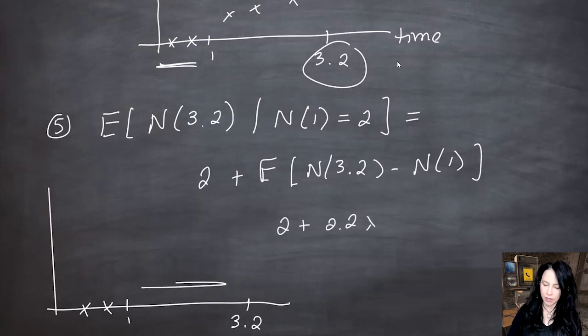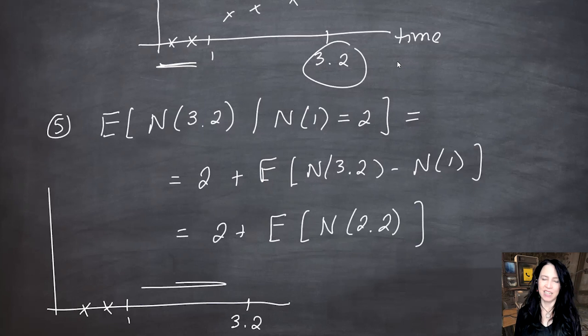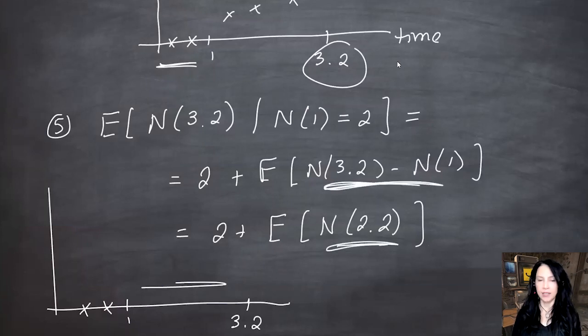Sometimes you might see people, myself included, write that this is equal to 2 plus the expected number of arrivals by time 2.2, because that has the same distribution. That's the number of arrivals in an interval from 0 to 2.2. Not that this random variable is going to equal this, but they have the same distribution. They act the same, and they have the same expectations and variances and things.